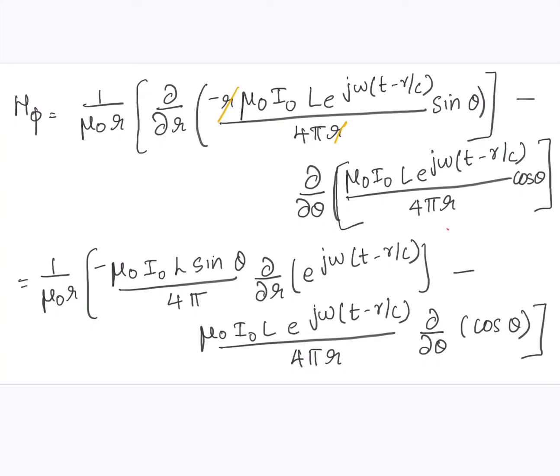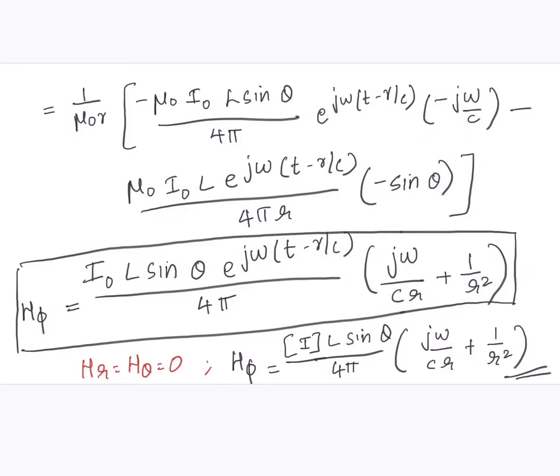So some of the terms will get cancelled, and also we have to differentiate this equation with respect to r, and here this equation with respect to theta. So once you differentiate both the equations with respect to theta and r, we obtain it like this, that is differentiating this with respect to r, and here cos theta with respect to theta, so minus sin theta. So the common terms can be taken outside. So we'll obtain it as I0 L sin theta e^(jω(t − r/c)) / 4π into (jω/cr + 1/r²).